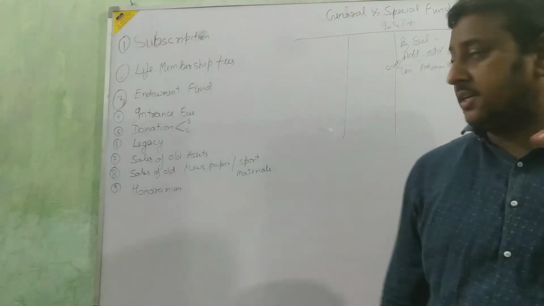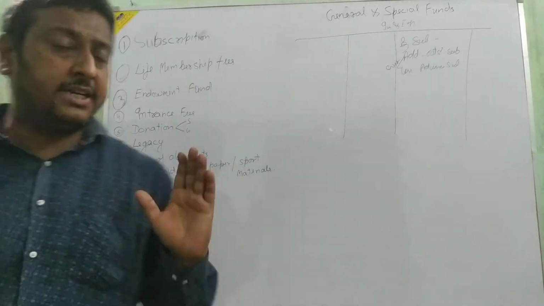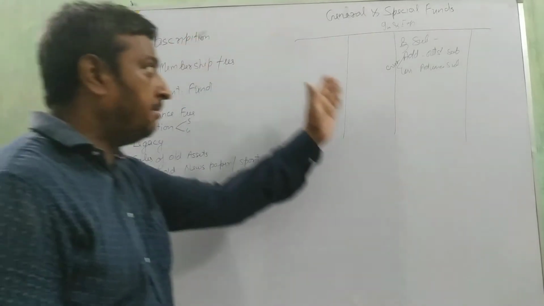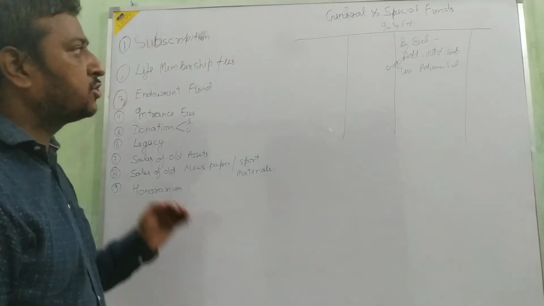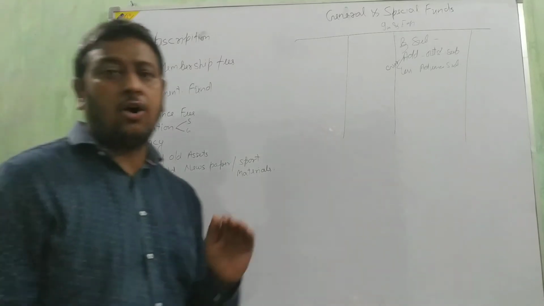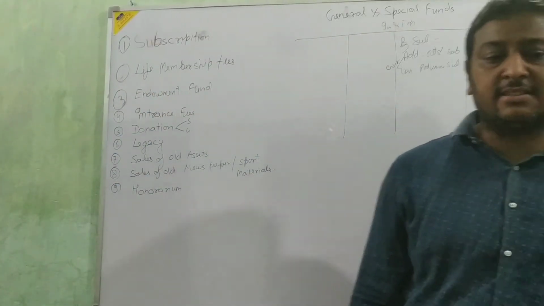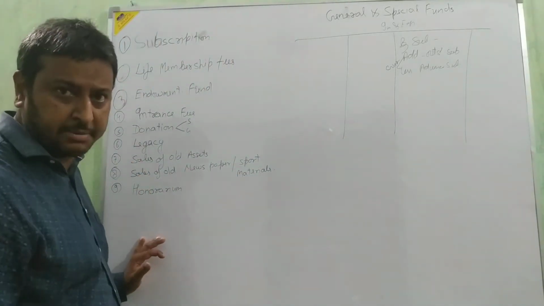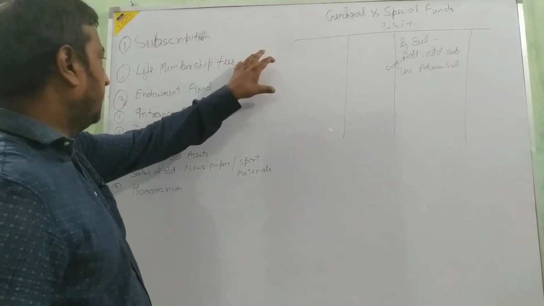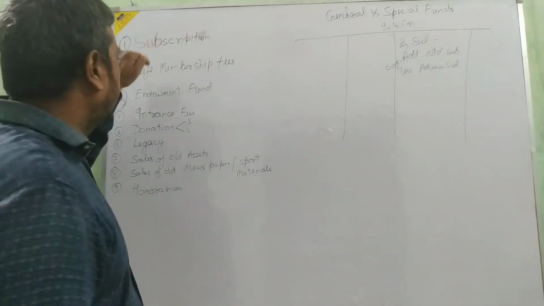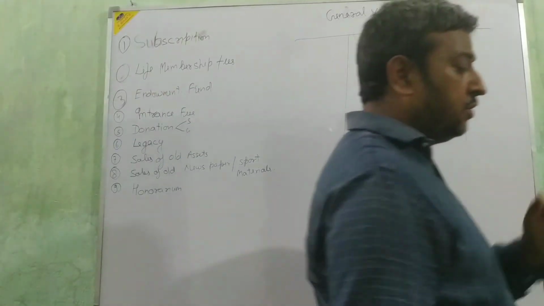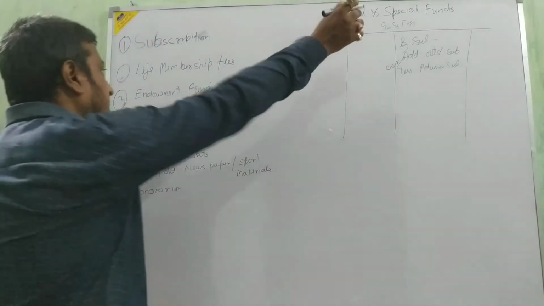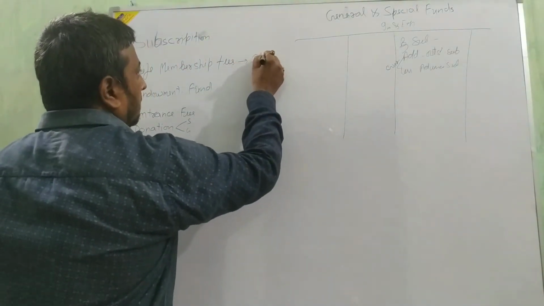Now we are going to the life membership fees. It's a capitalized income, beta. In the last video I told you that in the income and expenditure account we only show revenue items, whether expense or income. Here the life membership fee is non-revenue, or you can say it's a capitalized item. So we show this life membership fee in the balance sheet.